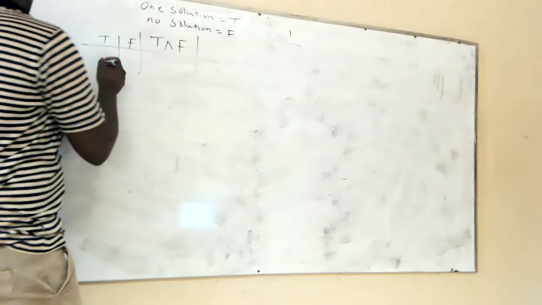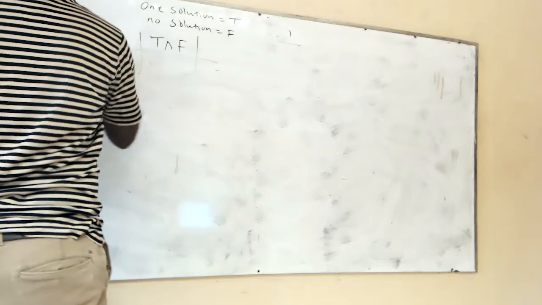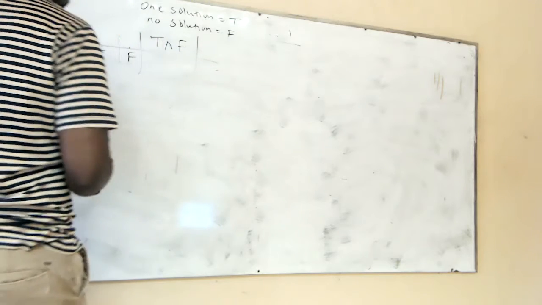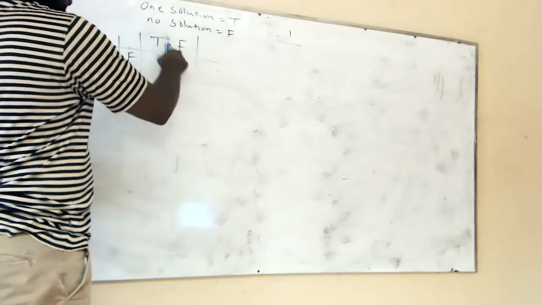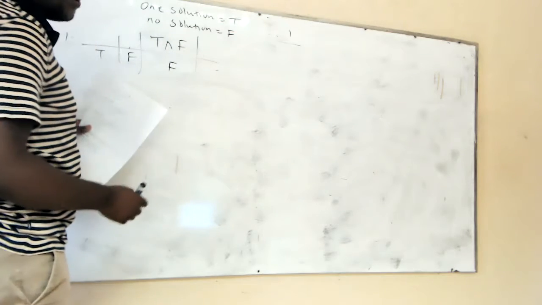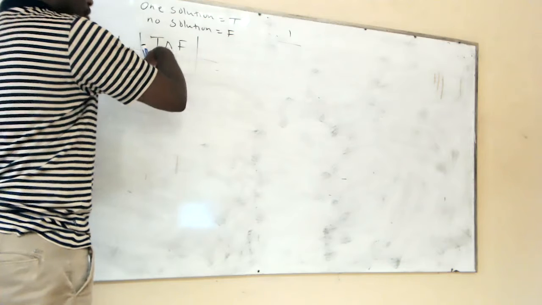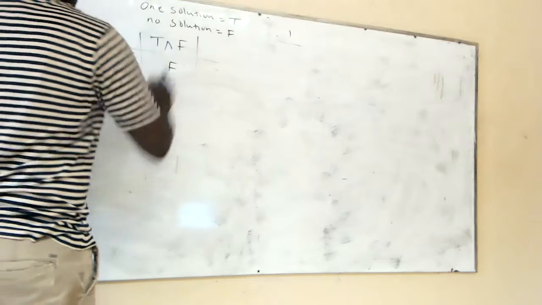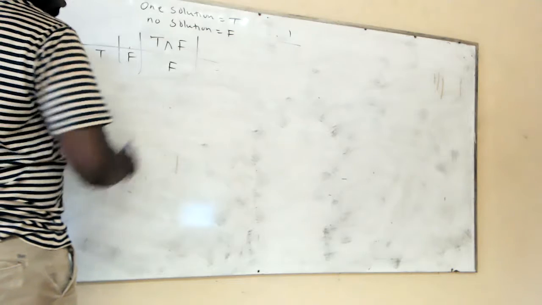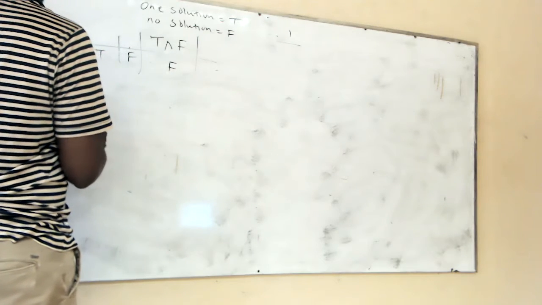So here we have true and false. Let's investigate this conjunction. If we have true and false, the statement is going to be false, because for this conjunction to be true, both statements must be true. Therefore, this is false. It's not the option that we're looking for. Then let's investigate the second one.